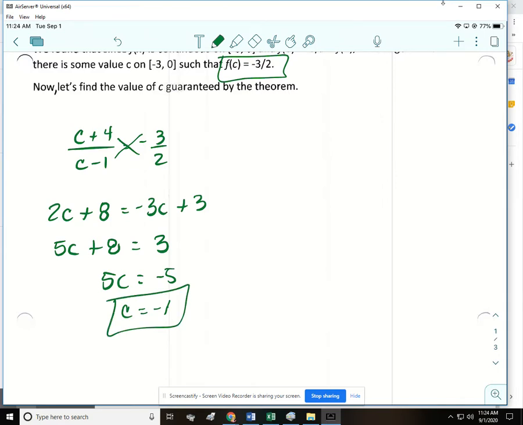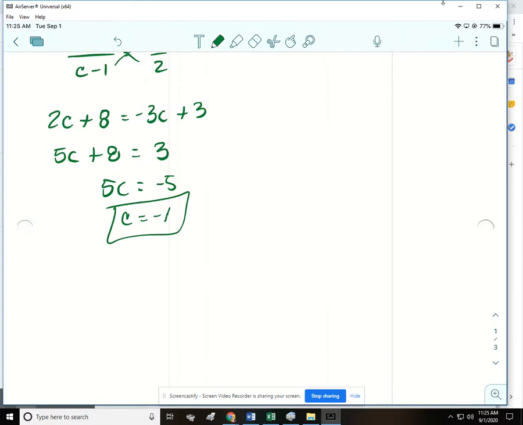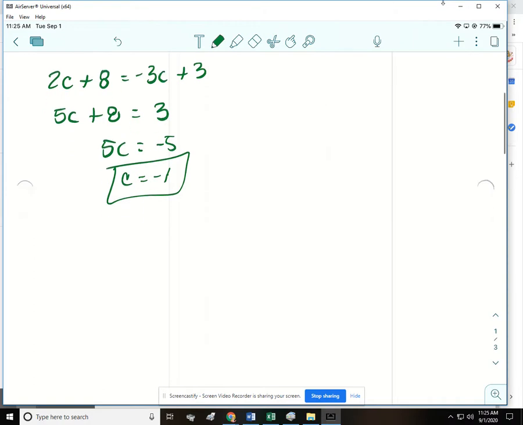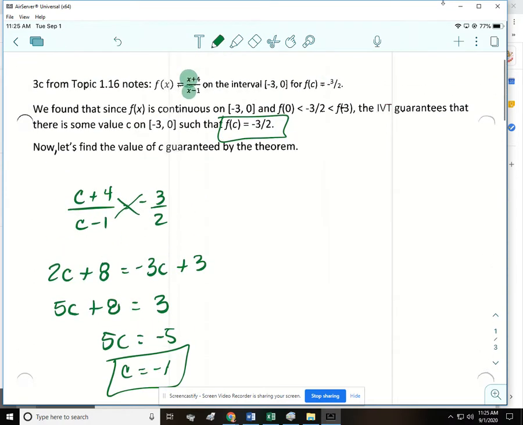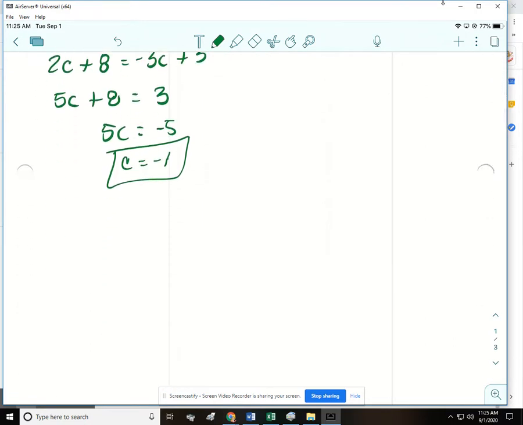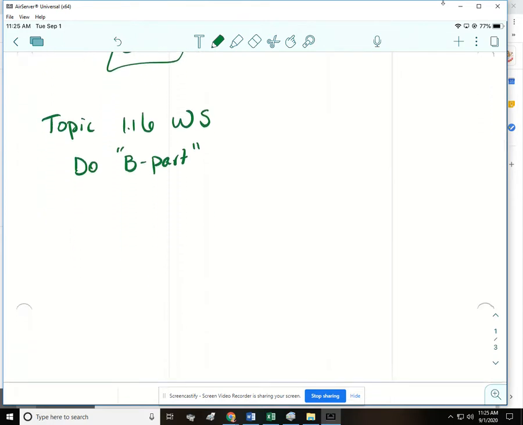Now on your worksheet, what I want you guys to do is all the ones where you found that the intermediate value theorem was applicable, go ahead and do that part right there where you find the value of c guaranteed by the theorem. So it was topic 1.16 worksheet. We're going to do, it's technically the B part. So all the places where the theorem was applicable, find that value of c that's guaranteed. And one note, on the back, you can use a calculator. So on number 4 and 5, if the intermediate value theorem was applicable, then you can find the zeros in the calculator.